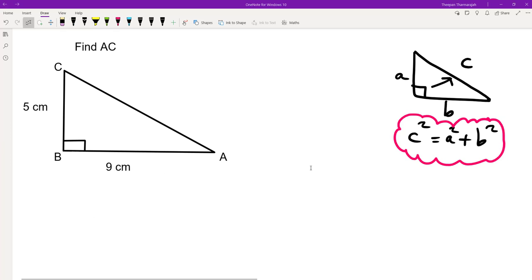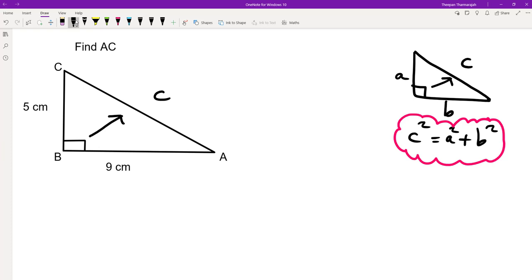Here's a question for you to try. You can pause the video, and when you're done, I will go through my worked solution. Okay, welcome back. So we need to work out AC again. AC is the side opposite the right angle, and we said we call that the longest side. So that's what C is basically.